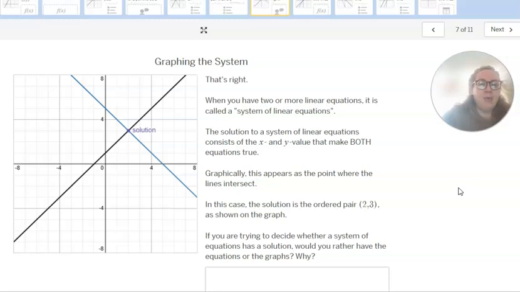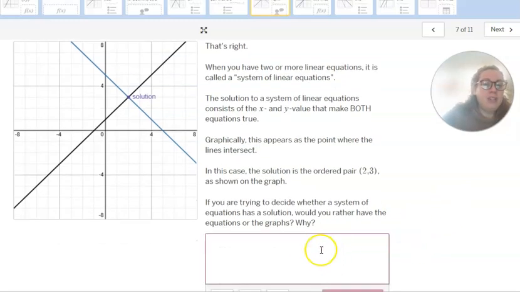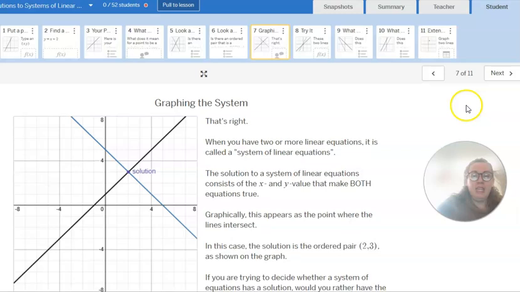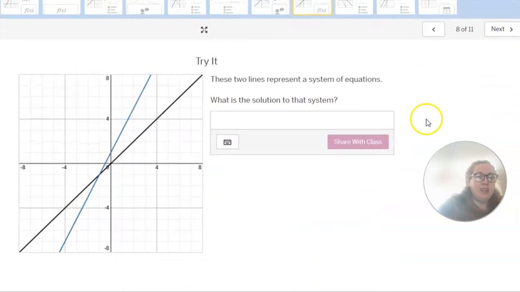If you are trying to decide whether a system of equations has a solution, would you rather have the equations or the graph? That's your choice. Do you think it's easier to find the solution if we see a graph or if we have the equations? So you're going to answer this on your own because that's your own opinion, and make sure to hit share and then push ahead to slide 8.